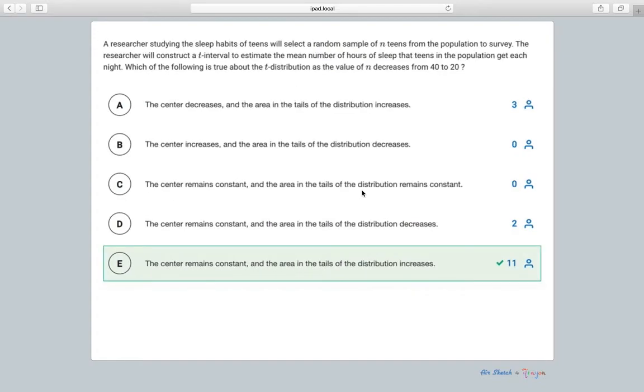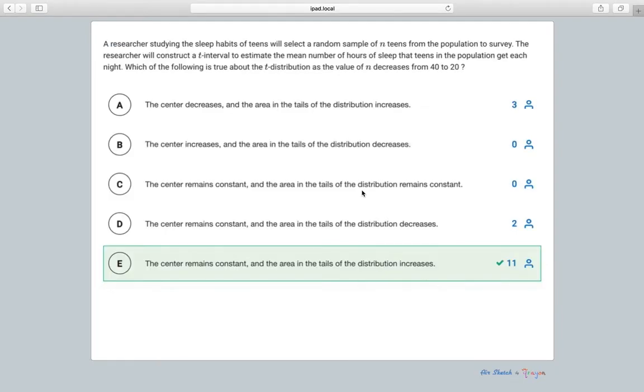All right, last one. Researchers studying the sleep habits of teens will select a random sample of n teens from the population to survey. The researcher will construct a t interval to estimate the number of hours of sleep that teens in the population get each night. Which of the following is true about the t distribution as values of n decrease from 40 to 20?